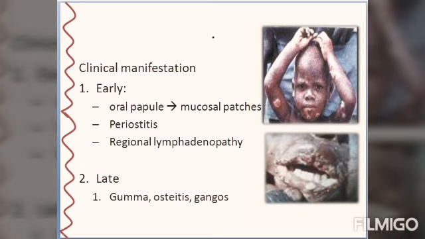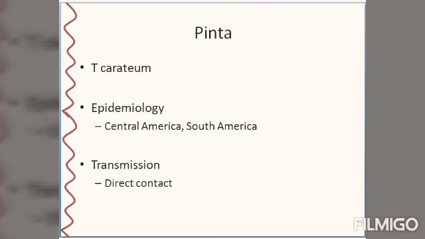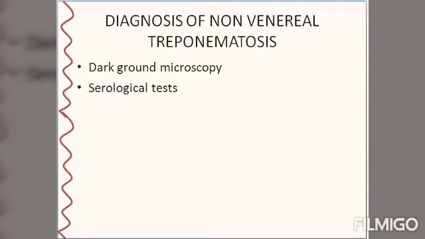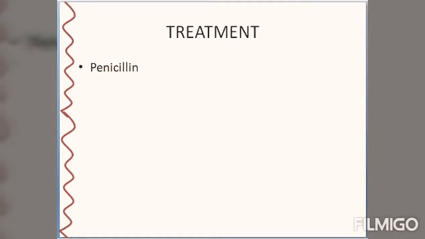The third one is Pinta. Causative agent is Treponema carateum. And epidemiology, it is reported in Central America and South America. The mode of transmission is by direct contact. Clinical manifestations are pruritic papules, pintids and dyschromic macules. And the non-venereal treponematosis can be diagnosed using dark ground microscopy and serological test. And the treatment, the drug of choice here is penicillin.